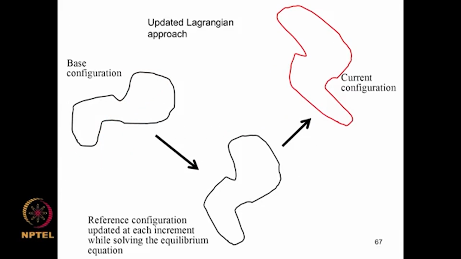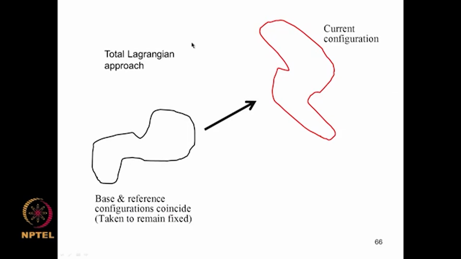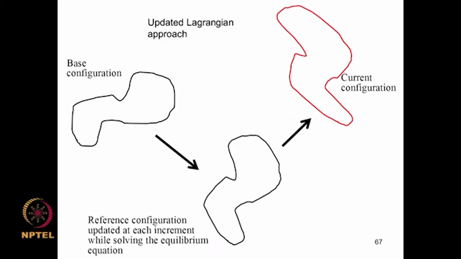So, kinematically we considered three types of approaches: the so called total Lagrangian approach, in which the base and reference configurations coincide, and this problem is solved with respect to the reference configuration. Whereas in the updated Lagrangian approach, the reference configuration was updated as the loads were incremented, and the increment between the reference configuration and current configurations was taken to be small, but the reference configuration itself was updated at every step.